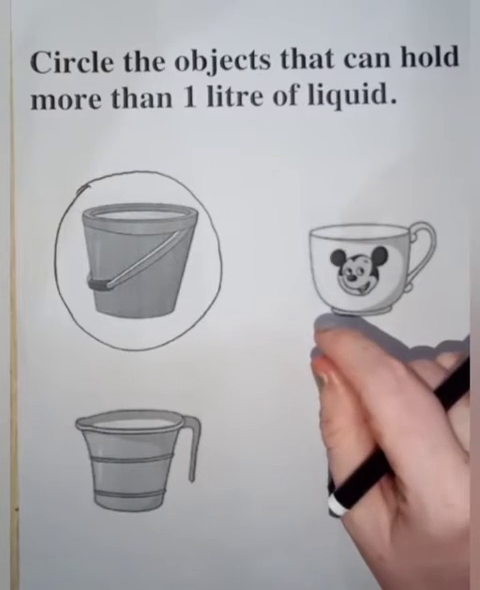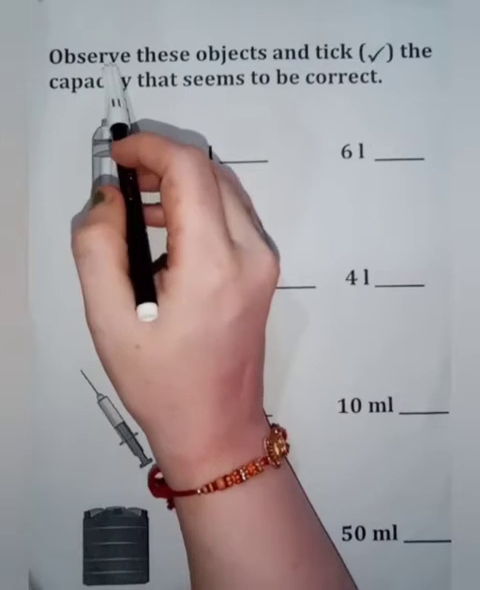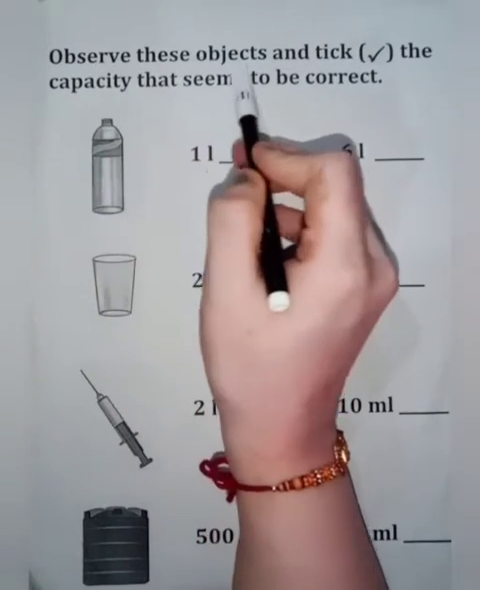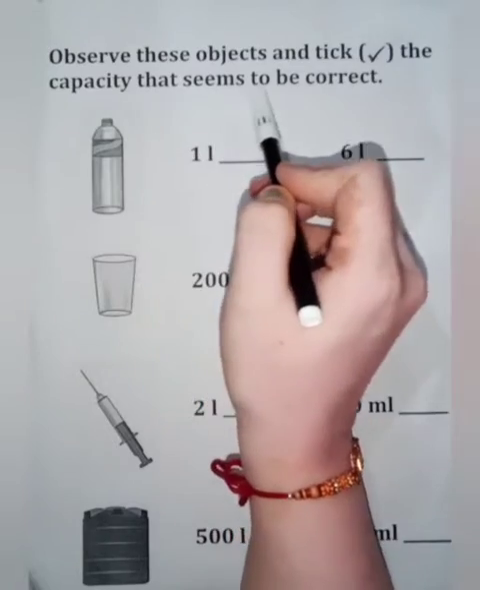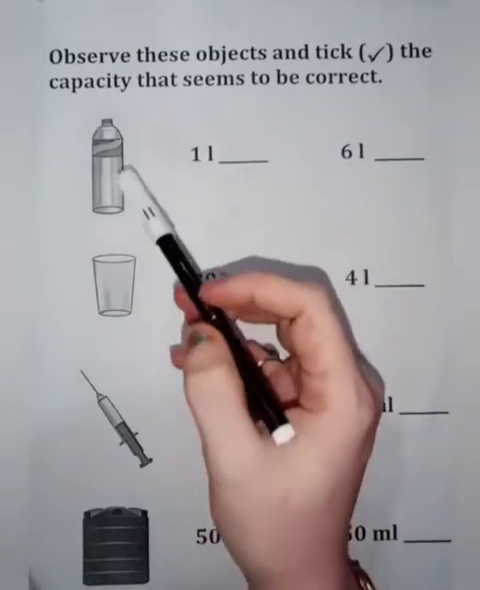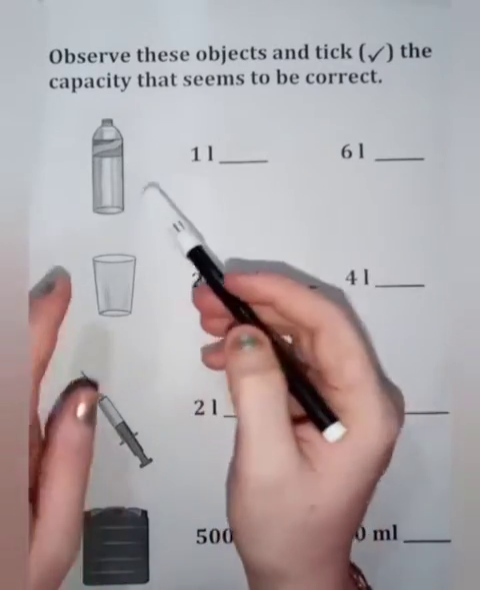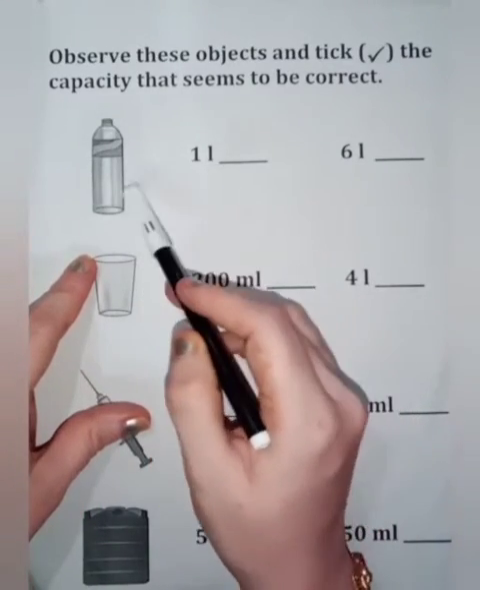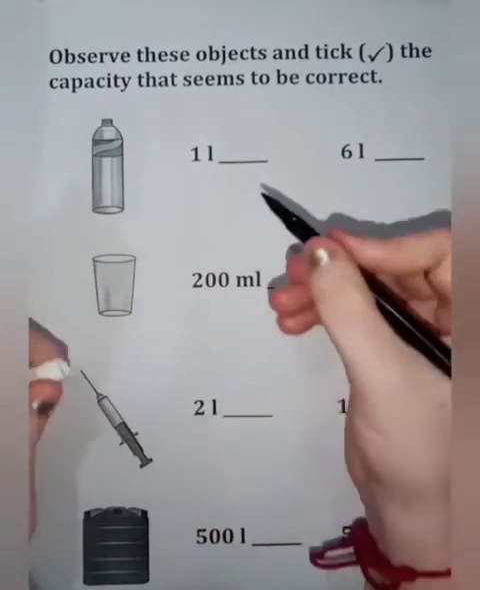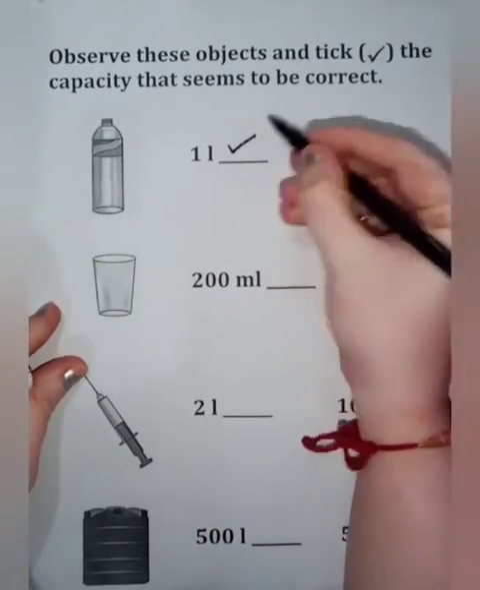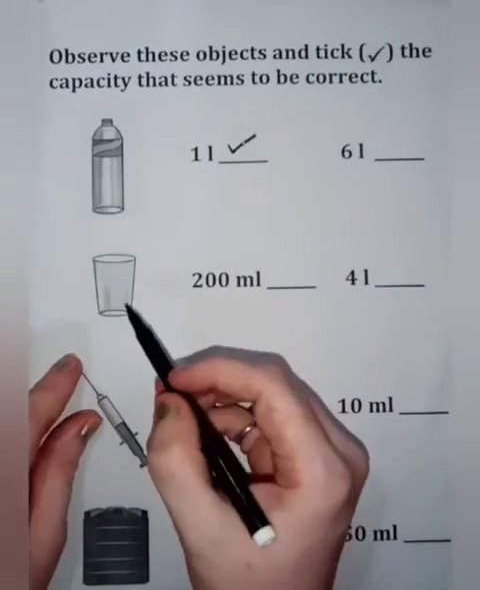Next exercise. Students, next exercise. Observe these objects and tick the capacity that seems to be correct. See. Number 1, a bottle of water. So it can hold 1 liter of water or 6 liter. It can hold 1 liter. Because it is small, it is not too big.